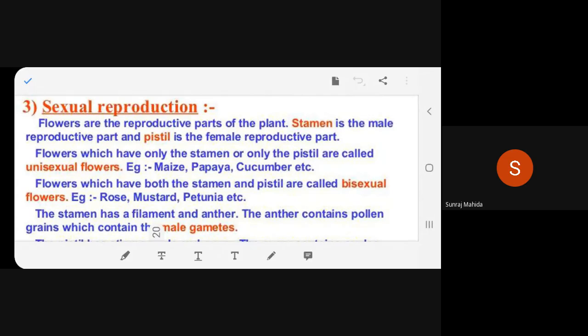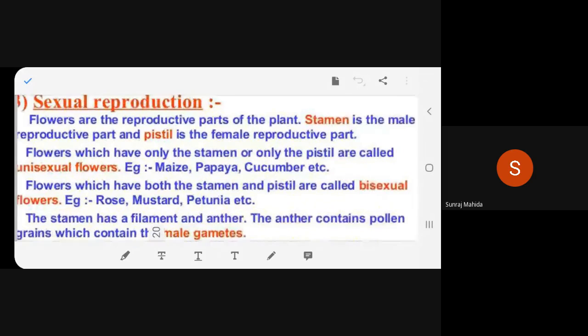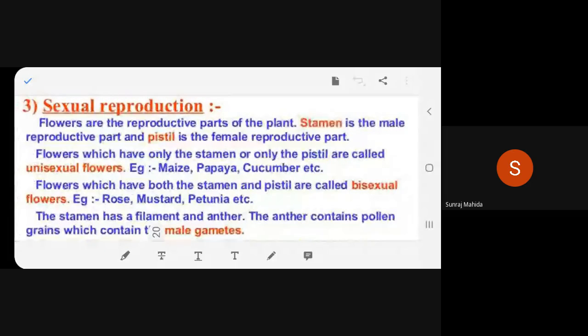One of you please start reading. Sexual reproduction. Flowers are the reproductive parts of the plant. Stamen is the male reproductive part, and pistil is the female reproductive part.